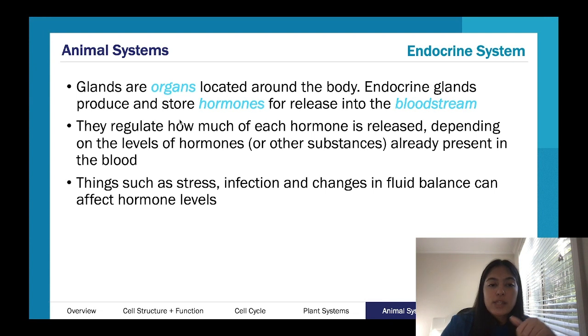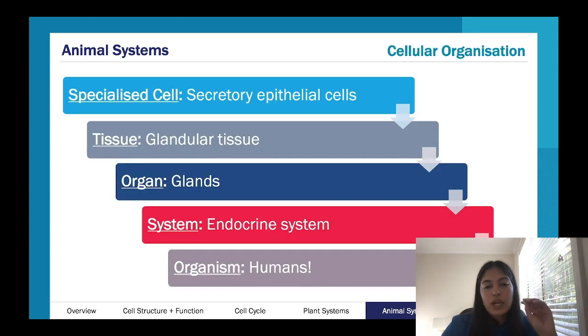Okay, so in terms of glands, we're thinking about controlling how much of each hormone is released. And this depends on what is triggering the hormone release and how much of the hormone is already there. So you can see things affecting hormones, such as changes in the fluid balance. You can see infections as well, stress, age as well. Obviously that differs in terms of hormone release too.